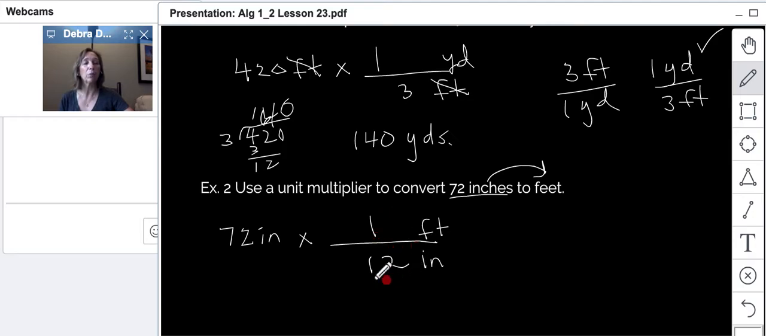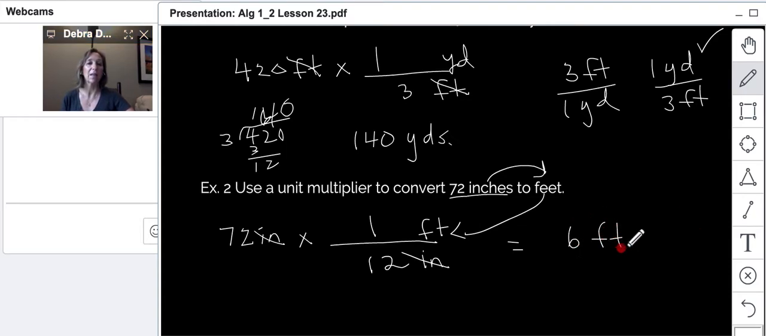It's really important whether you put the one on the top or the bottom, and you determine that by first making sure that the unit here is diagonal to what you started with, and what you want to end up with is at the top. So then we're just going to divide 72 by 12, and that's an easy one. That's just 6. And so the inches cross out. You're left with what you need. So it's just going to be 6 feet. And that's it.